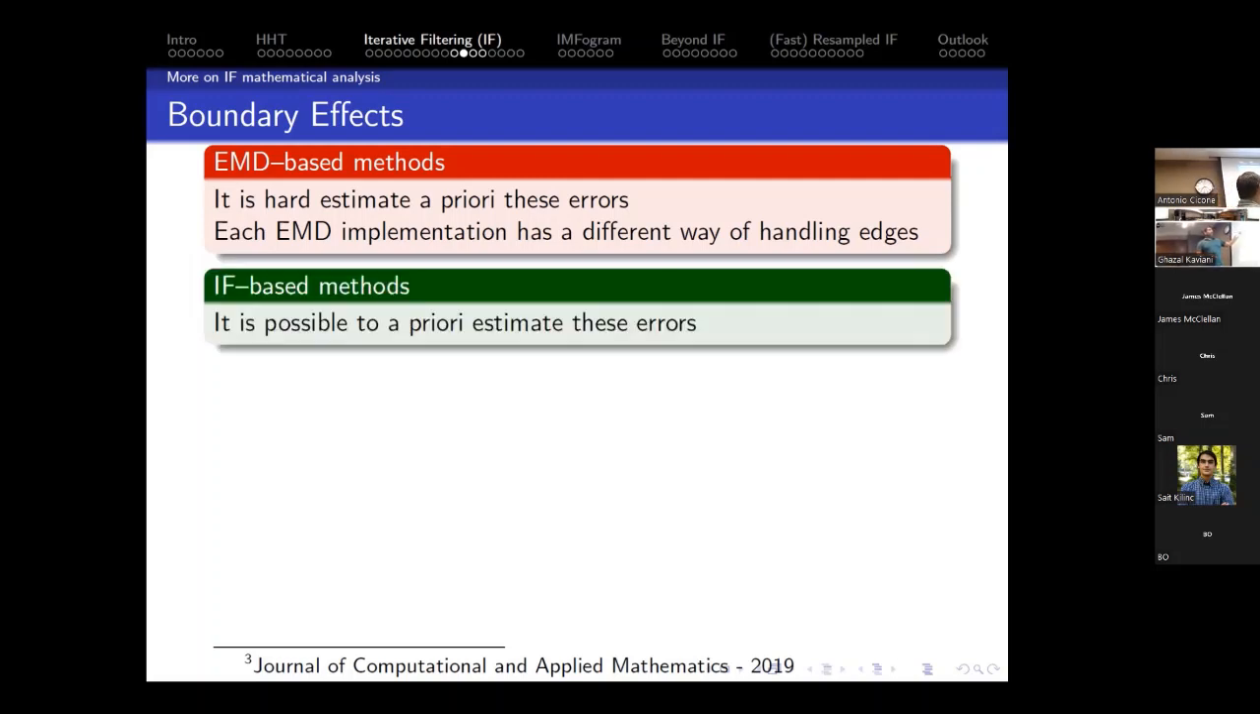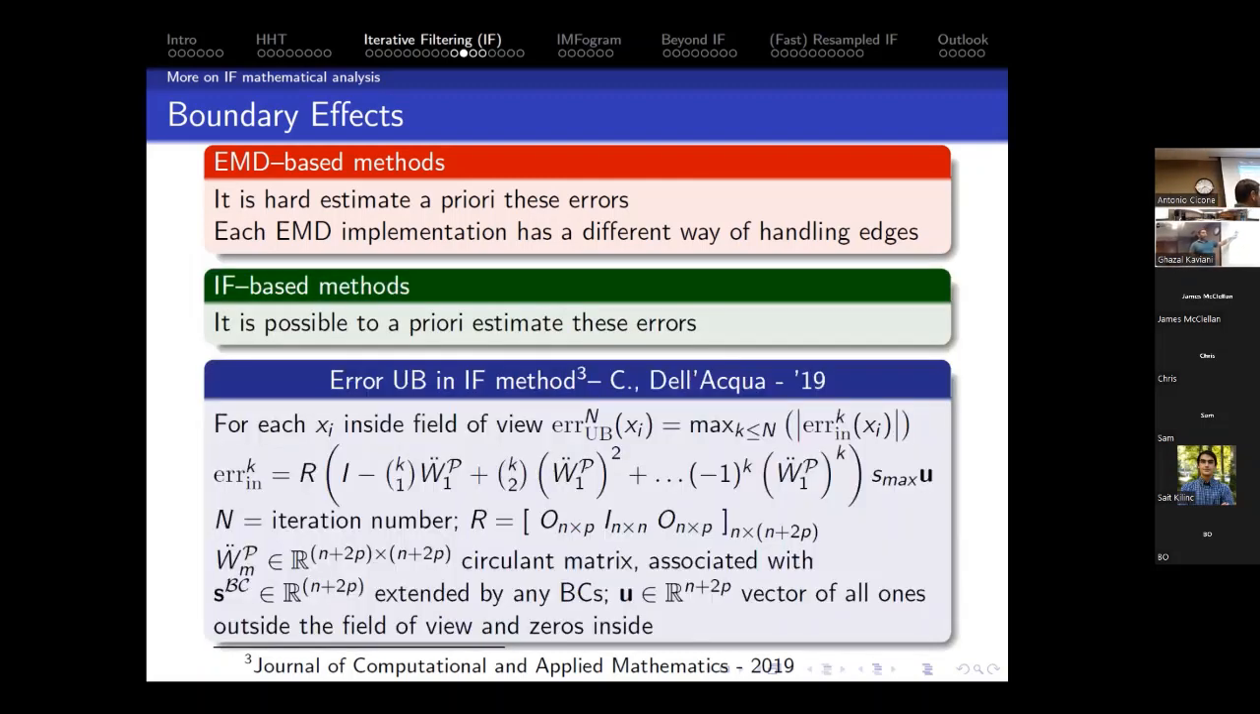With iterative filtering, instead, you can do it. We were able to derive a simple formula. I mean, it looks ugly, but it's really simple, and it allows you to estimate, given a certain IMF and knowing how many iterations you're going to apply, how much the error propagates inside your decomposition due to certain errors at the boundaries.